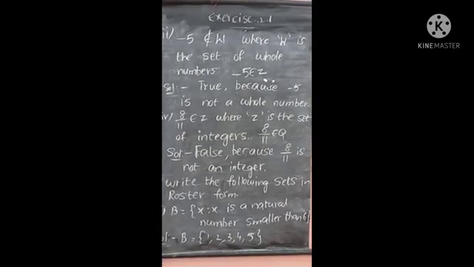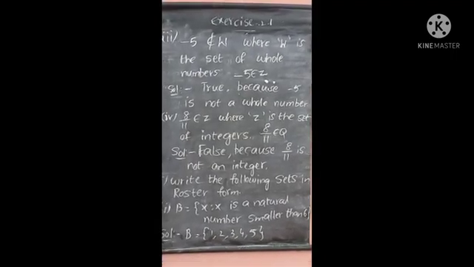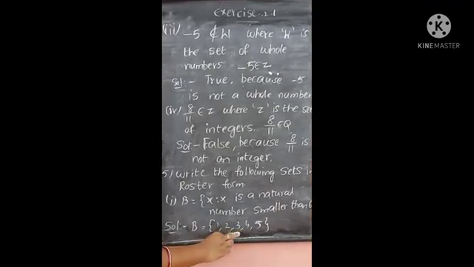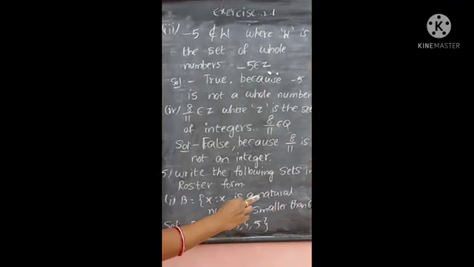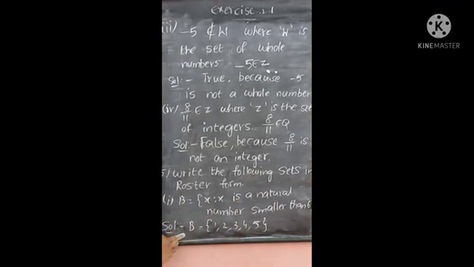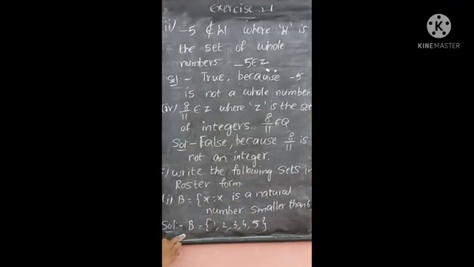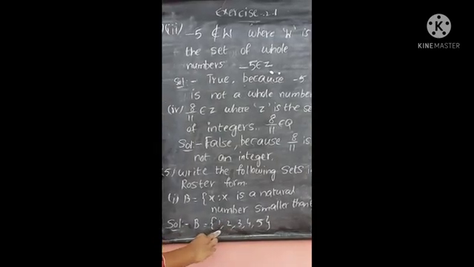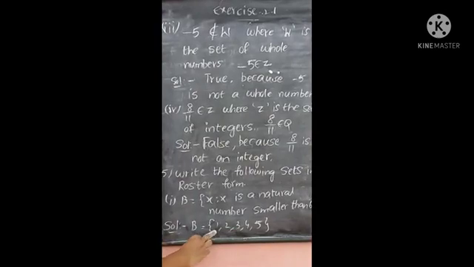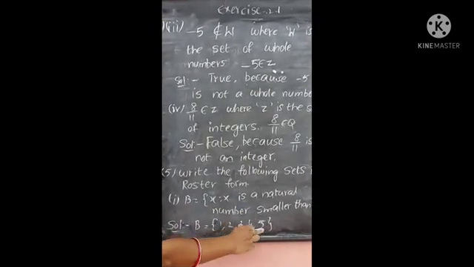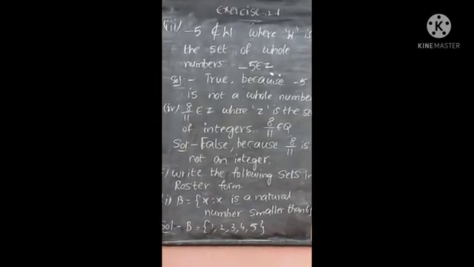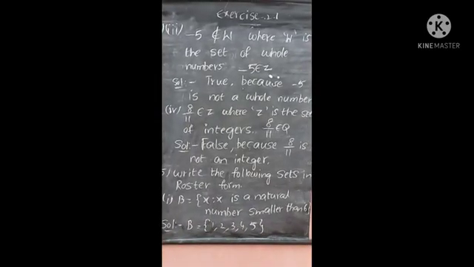From 1 only up to 5 we have to write the numbers here. 1, 2, 3, 4, 5. These are the natural numbers which are smaller than 6. Those are the elements belonging to the set B. So B is equal to {1, 2, 3, 4, 5}. We have to separate these elements with commas and write the elements in between flower brackets. That is the roster form of the first question.